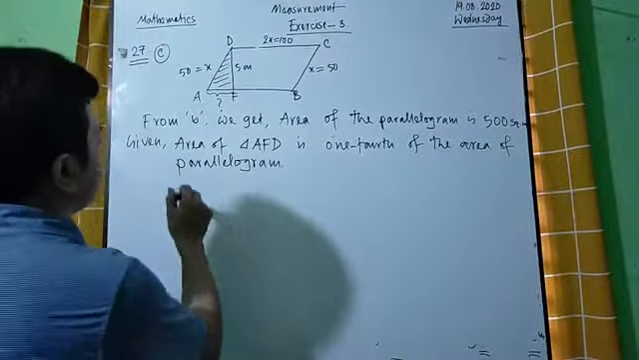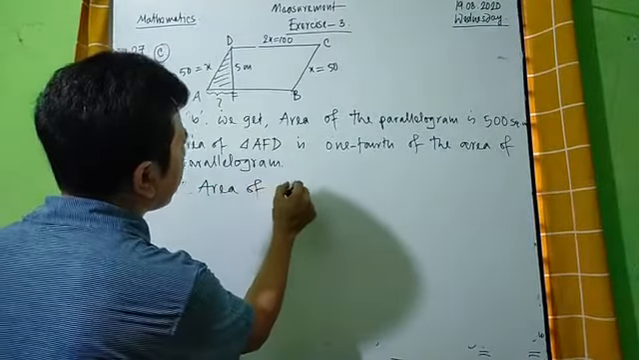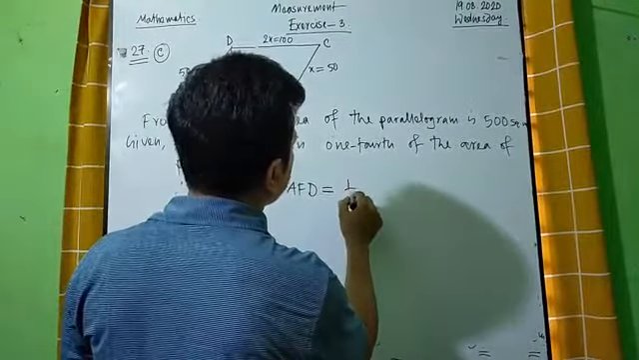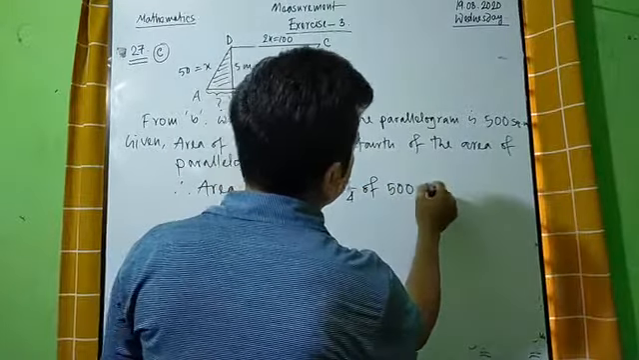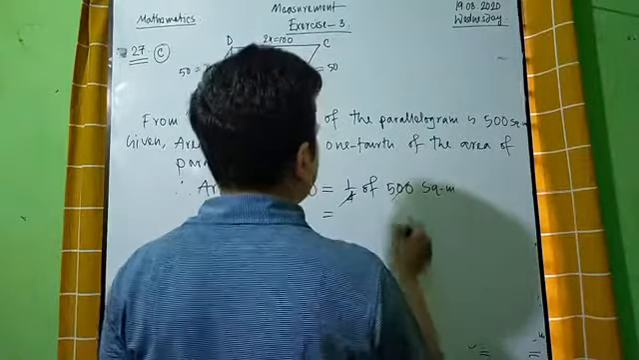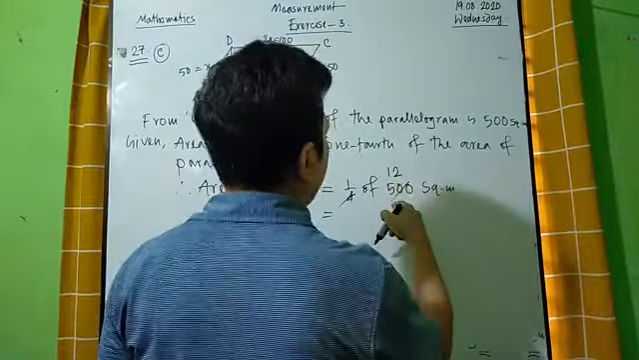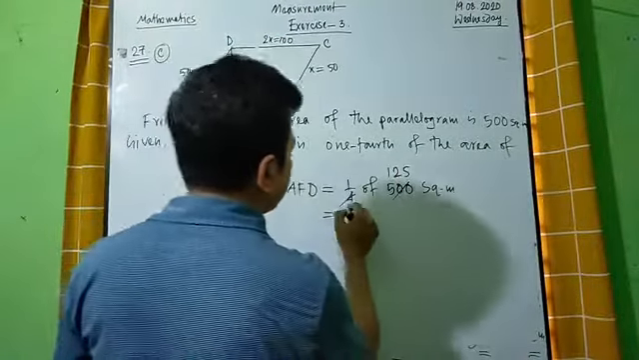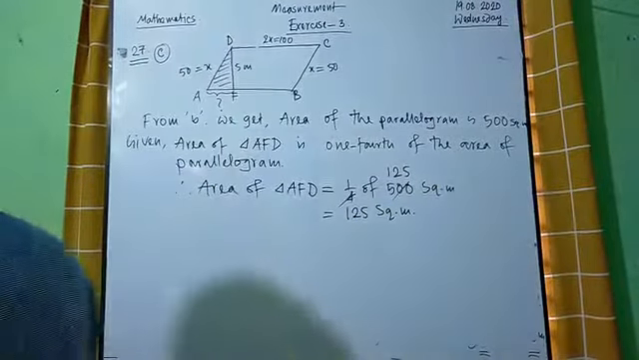Therefore, the area of AFD equals 1/4 of 500 square meter. If you divide, 1 by 4 is 0, remainder 1, it is 10, 2; then 20, 5, so 125 square meter. Everything is okay, all of you?